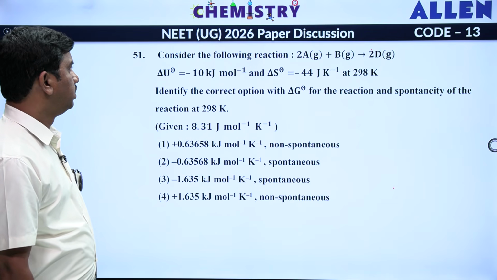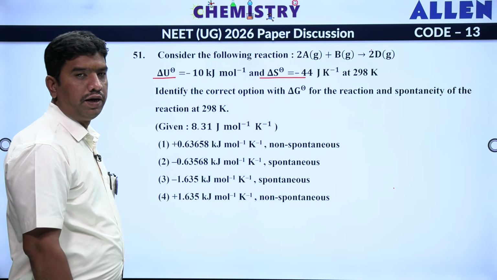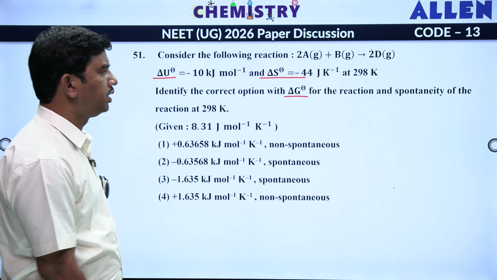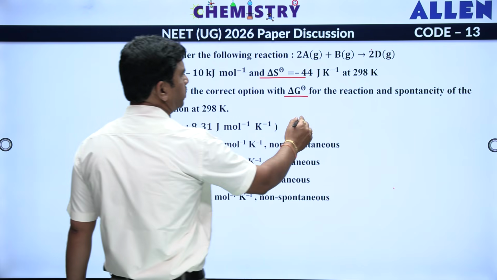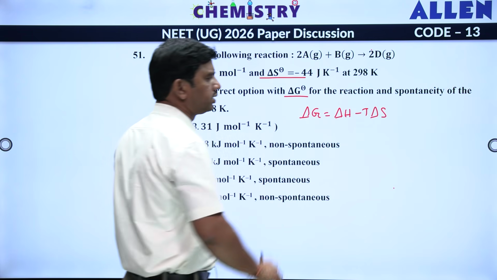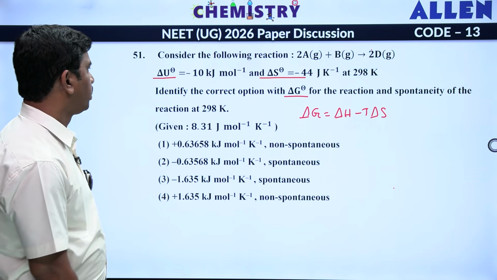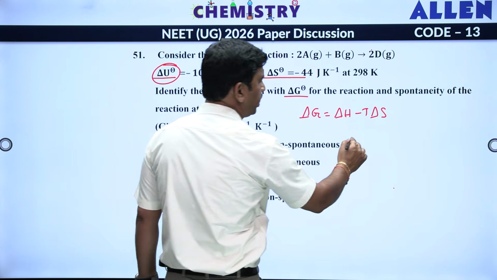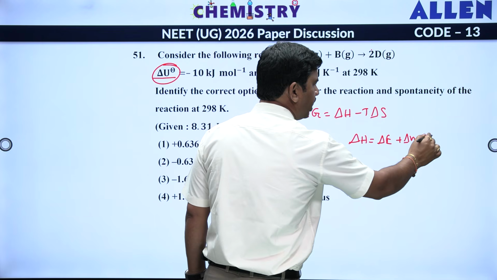The next question: internal energy is given and delta S entropy change is given. They are asking delta G. So this question is about spontaneity and non-spontaneity, which means thermodynamics. So delta G equals delta H minus T delta S. Now here delta H is not given but delta U is given. So delta H equals delta E plus delta ng RT.